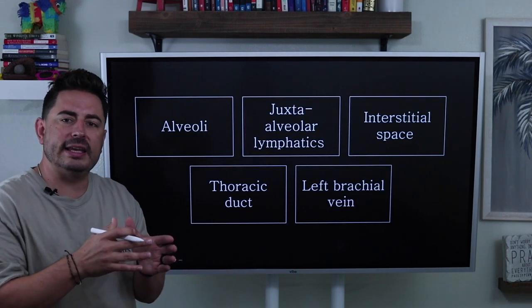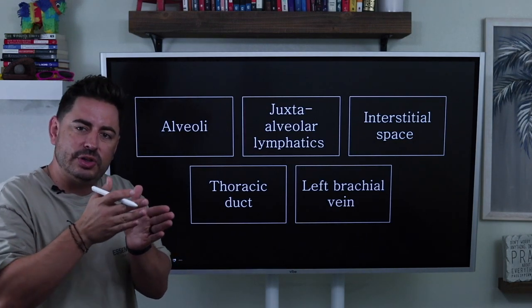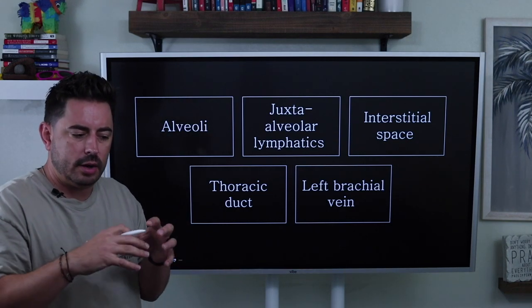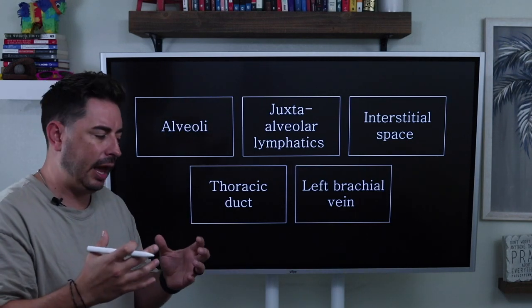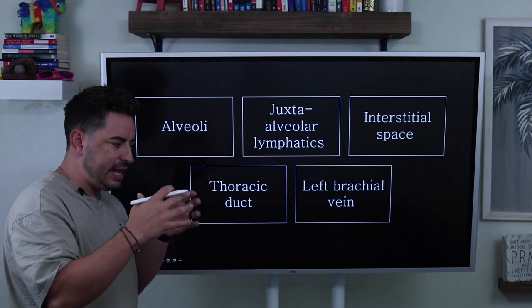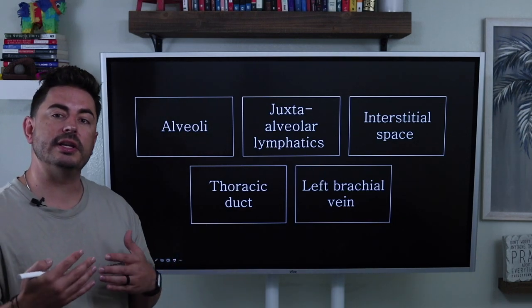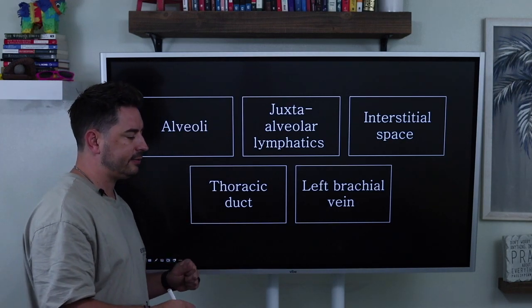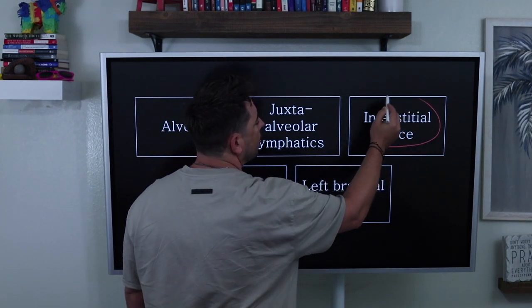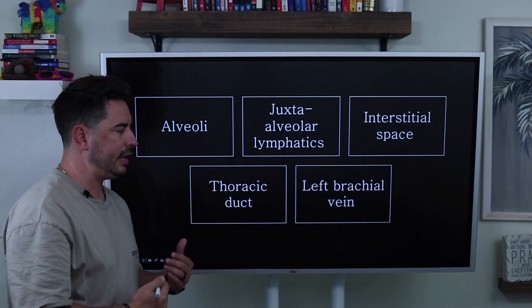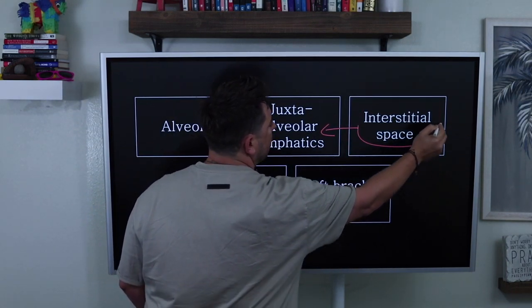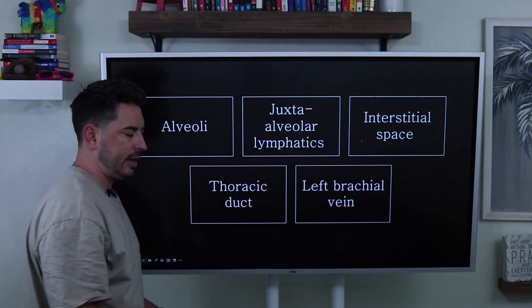And what that is, they are right next to the alveoli. They sit up against them, they are adjacent to them. Not within it, but next to. But what these juxta-alveolar lymphatics do is they remove excess fluid and debris from the interstitial space. So we get these structures that are moving fluid away from the interstitial space.